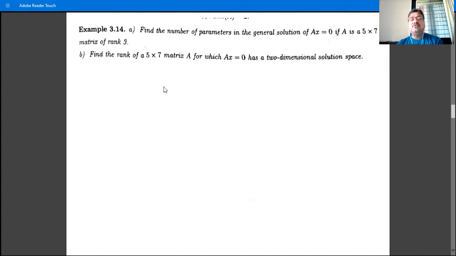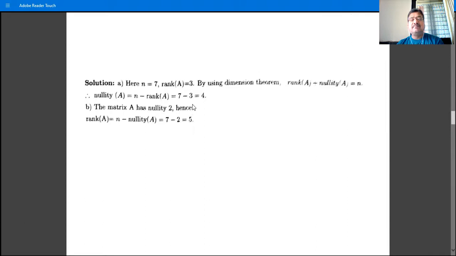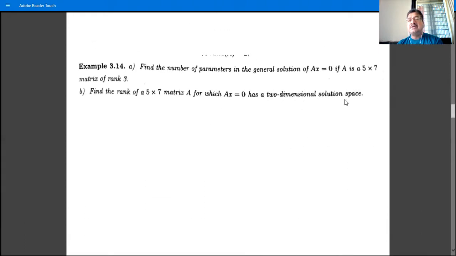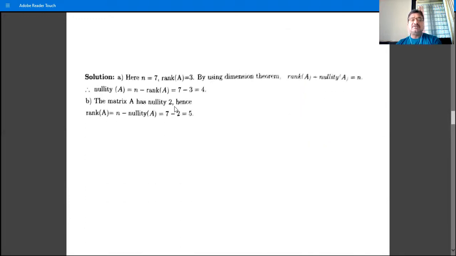That is, nullity is given now. Nullity is 2, and we have to find the rank. So this is the answer. The matrix A has nullity 2, because the dimension of the solution space is 2, and the dimension of the solution space of the system AX is equal to 0 is nothing but the dimension of the null space of the matrix, which is the nullity of the matrix. So the theorem is rank of A plus nullity of A is equal to the number of columns, that is 7, so rank of A is 7 minus 2, and therefore it is 5 by using the rank nullity theorem.